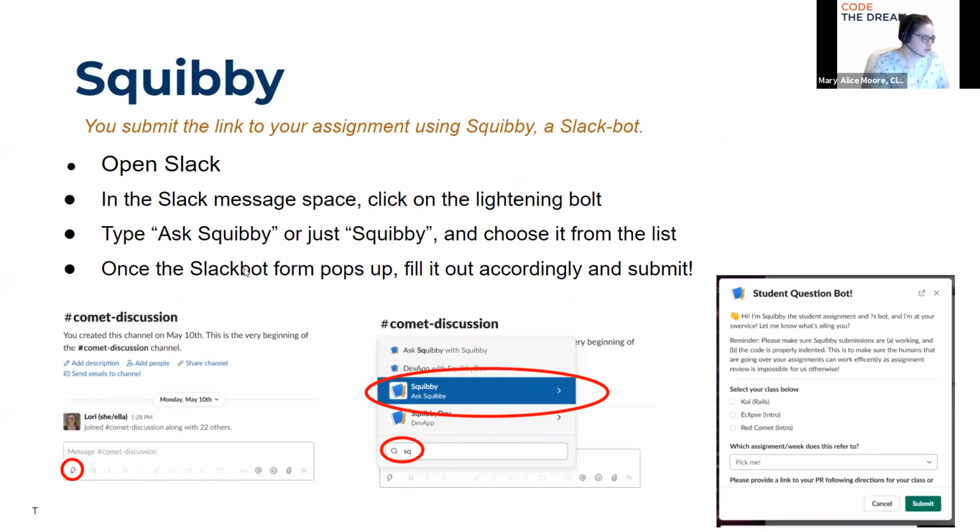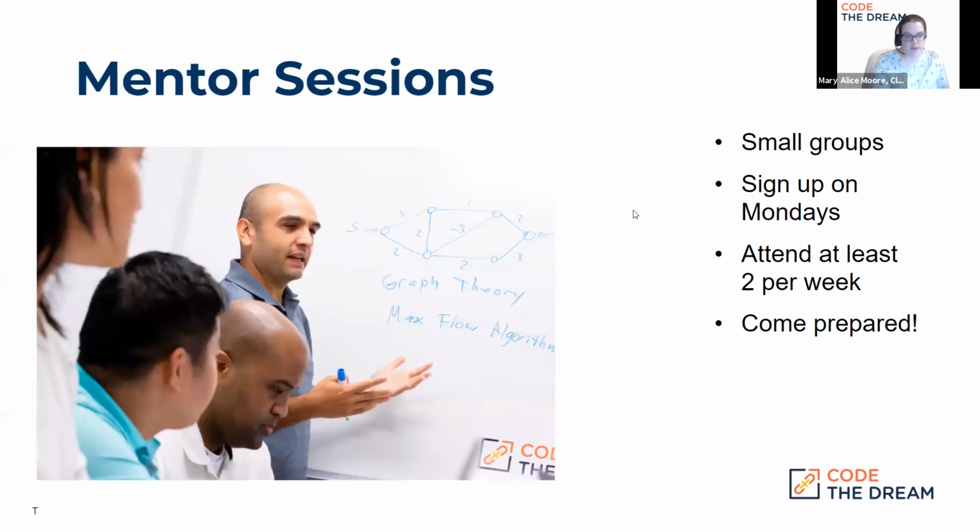So Squibby, I just showed you this, but it gives you little screenshots. Open Slack in the Slack message space. You can either do that or use the search at the top. And you'll look for Ask Squibby, and then you'll fill out your student question bot and hit submit. If you have any issues with it or anything, feel free to reach out to me about it too.